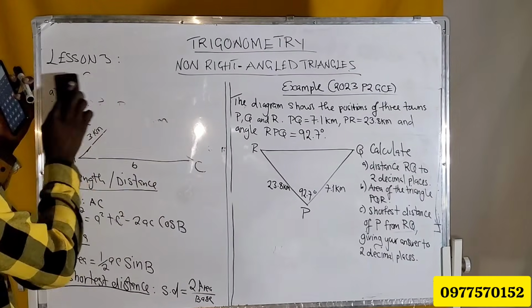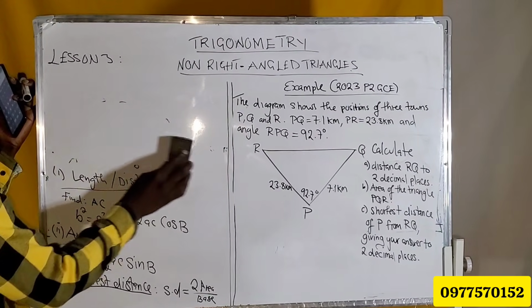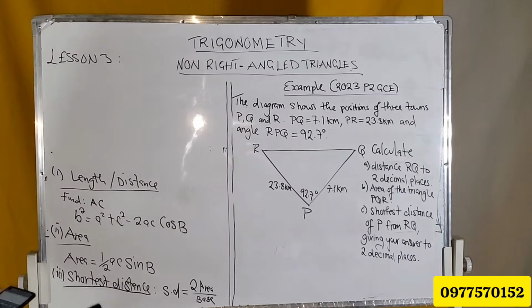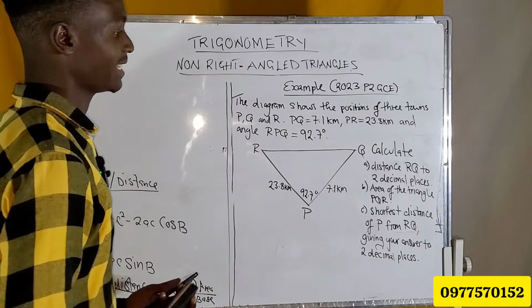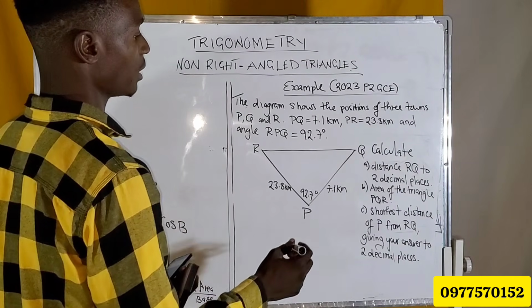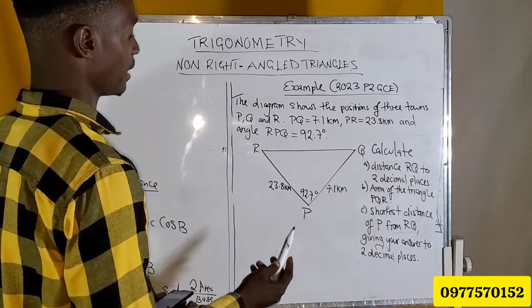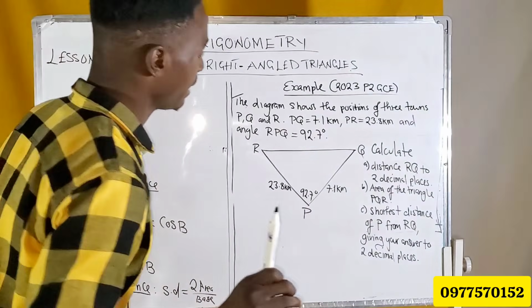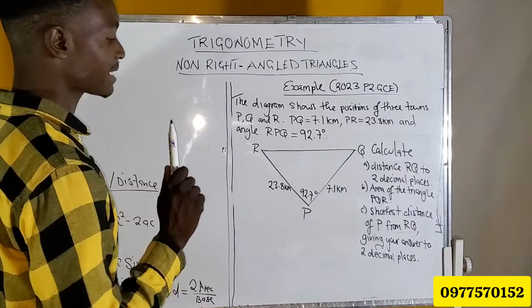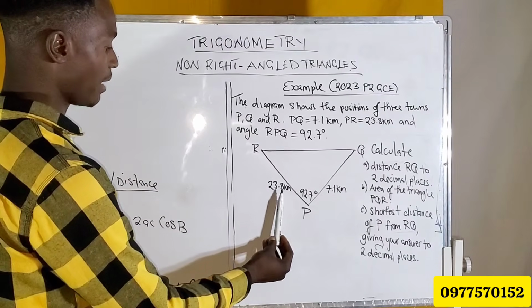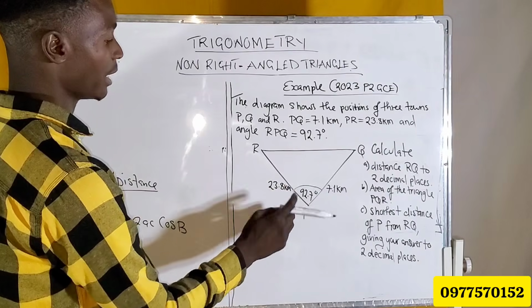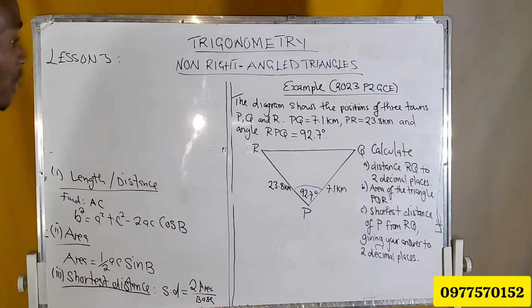You know that we're looking at the cosine rule. Okay. So now check. The first question is saying calculate the distance RQ to 2 decimal places. RQ, this distance. First thing is identifying the type of rule we are going to use. Is this sine or cosine? Check. You have 2 sides and included what? An included angle.